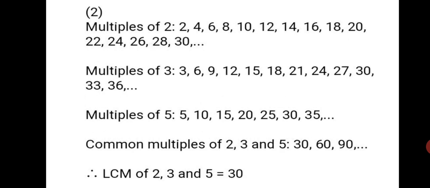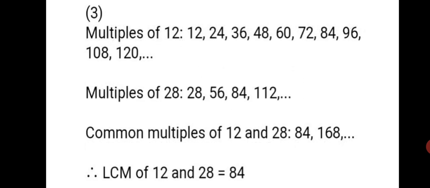Second sum. You have the numbers 2, 3 and 5 in your question. So, you will write the multiples of 2, then multiples of 3 and multiples of 5. Then you will write the common multiples of 2, 3 and 5: 30, 60, 90 and so on. So do we need to go on till 60 and 90? Not required. As soon as you get the first common multiple, you can stop. So 30 is the first common multiple, the lowest one. Therefore, LCM of 2, 3 and 5 is equal to 30.